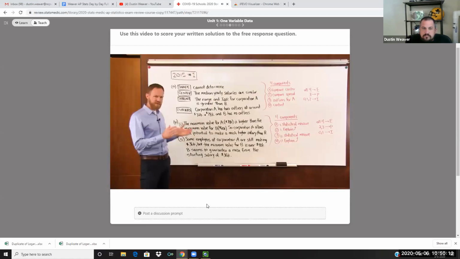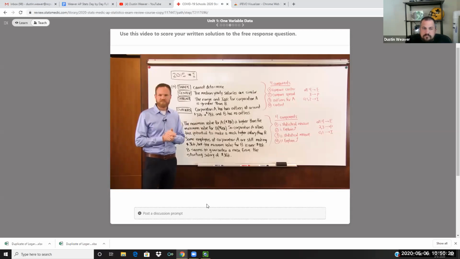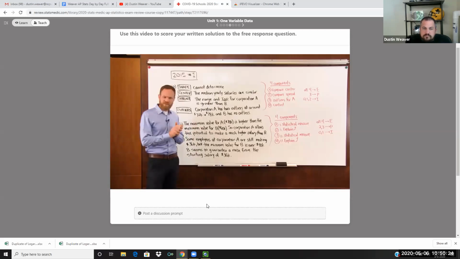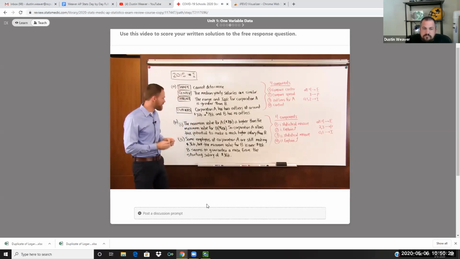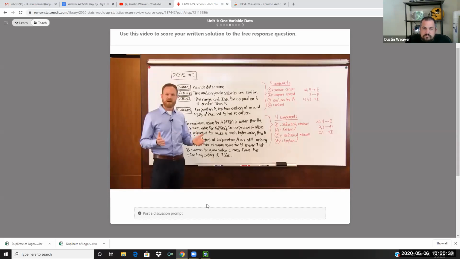Now let's take a look at Part B. In the first part of Part B, they're asking us why we might want to take a job at Corporation A. What I noticed in the box plots was that the maximum value for A was much higher than the maximum value for Corporation B. So I had the potential to earn $78,000 per year rather than $60,000 per year. So I said Corporation A allows the potential to make a much higher salary, and that would be a good reason why I might choose Corporation A.